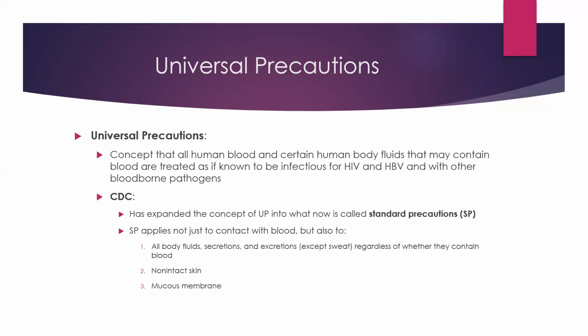So the CDC has expanded the concept of universal precautions into what is now called standard precautions, SP. Standard precautions applies not just to contact with blood, but also to all bodily fluids that we mentioned, all secretions and excretions except sweat, regardless of whether they contain blood. Non-intact skin, okay, non-intact skin, and mucous membranes.